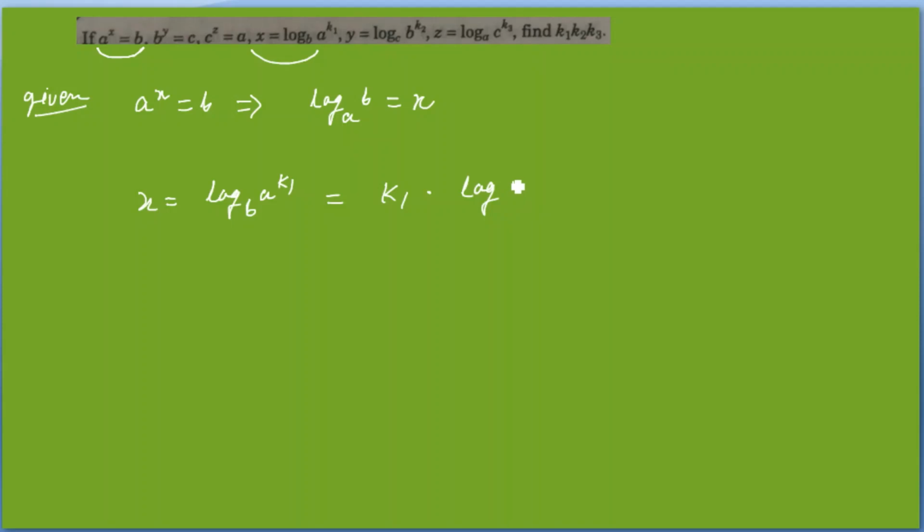Given a raised to x equal to b, from the definition of logarithm we can write log b with base a is equal to x. And now considering this second equation, we can write x equal to log a raised to k1 with base b is equal to k1 multiplying this term into log a with base b.